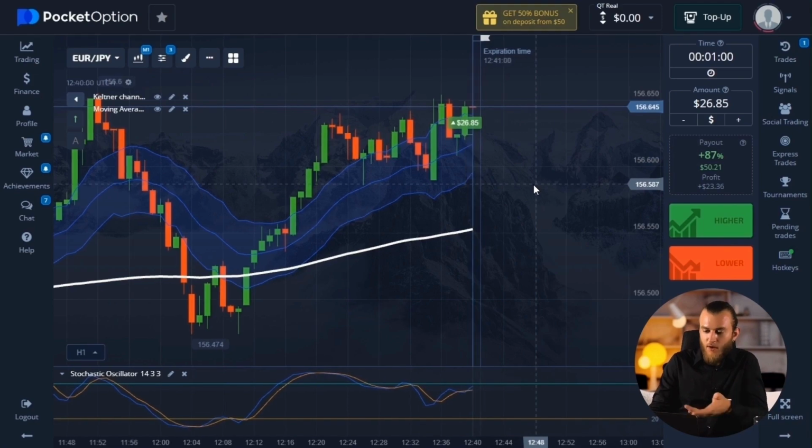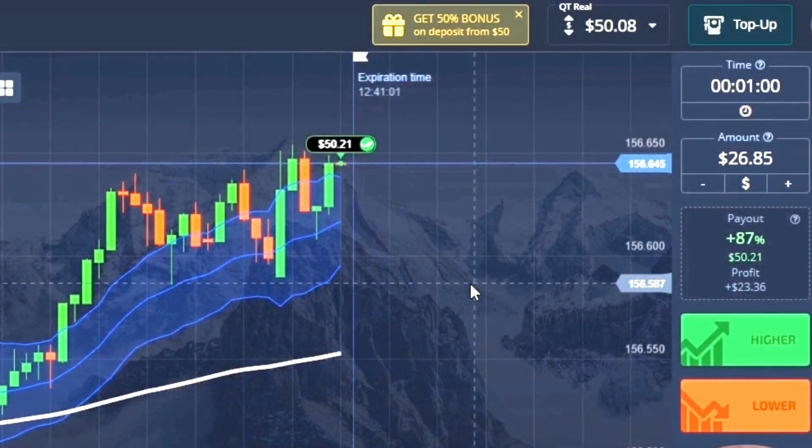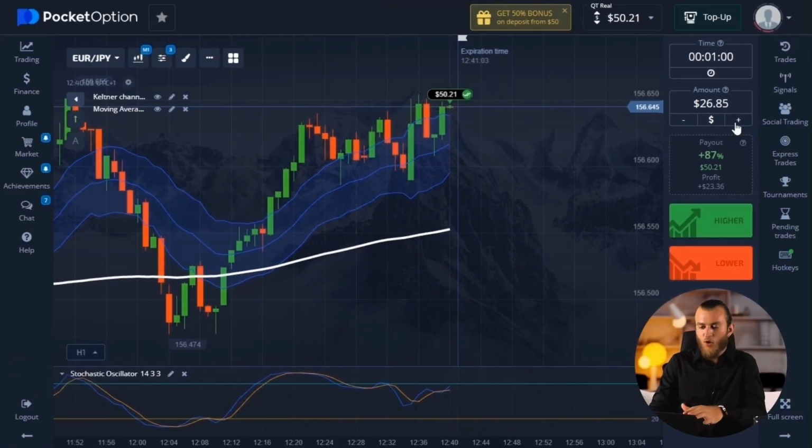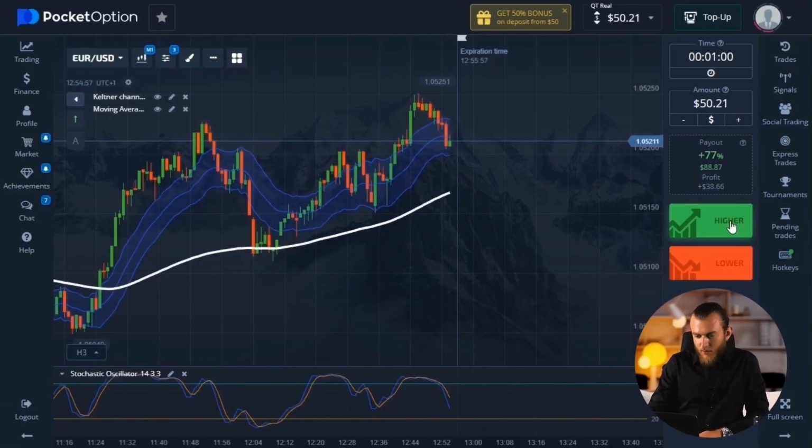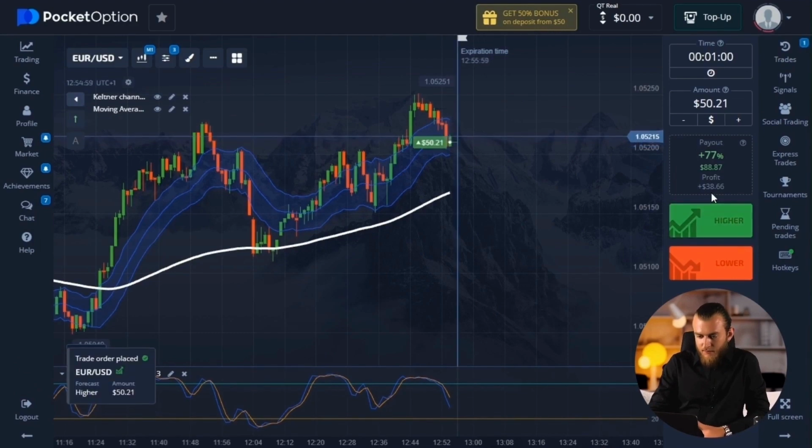Friends, let's take a short break. $50 on balance. Conclude with this pair. Seek new opportunities to initiate a deal. I open an option for an increase here.